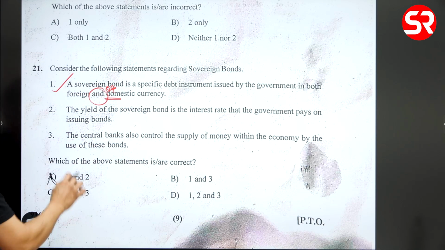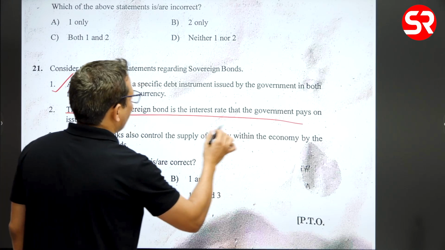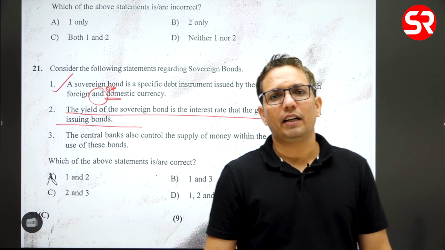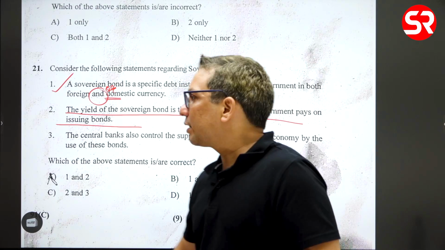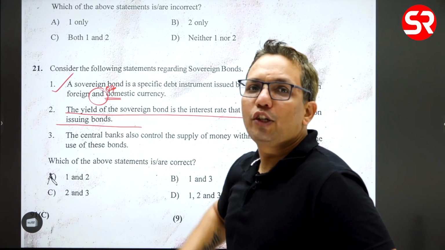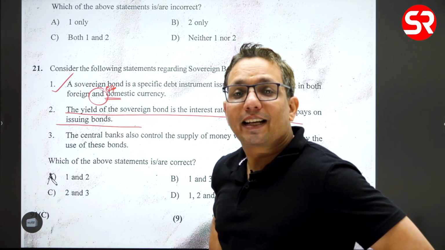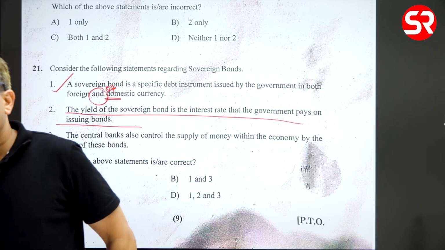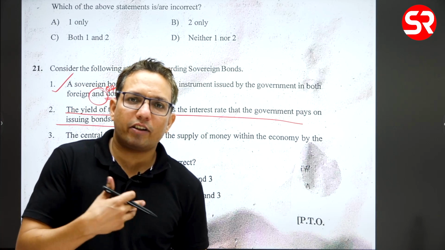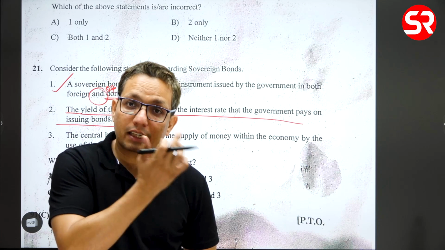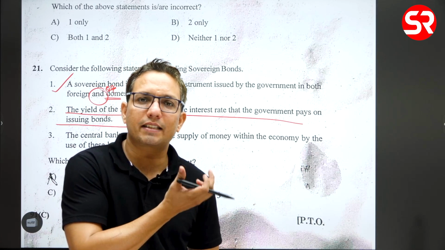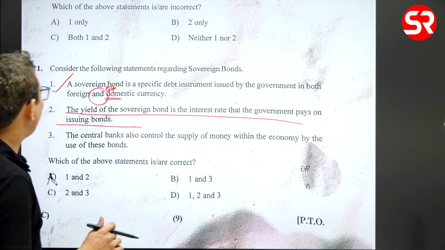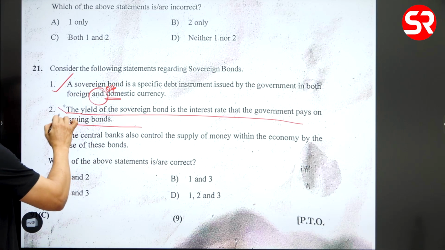The yield of a sovereign bond is the interest rate that the government pays on issuing bonds. No, it will not be yield, it will be the coupon rate, which is the interest rate paid by the government on issuing a bond. Yield is for the secondary market. Suppose I am selling a share in the secondary market, and if someone is buying it, then the return which he is getting as per the bond price, that is what is called bond yield. So I would say this statement is wrong.